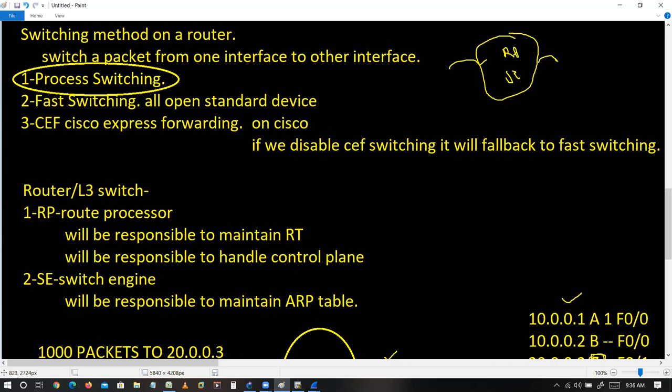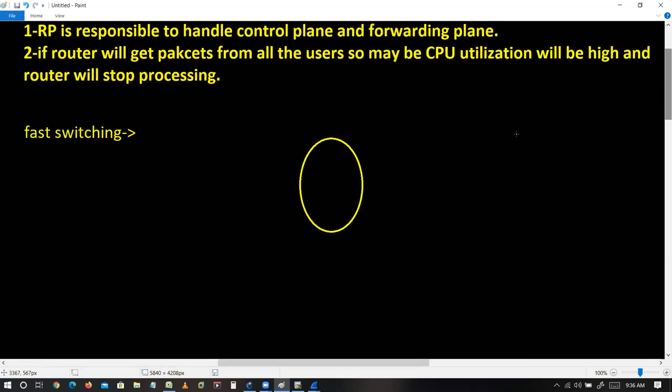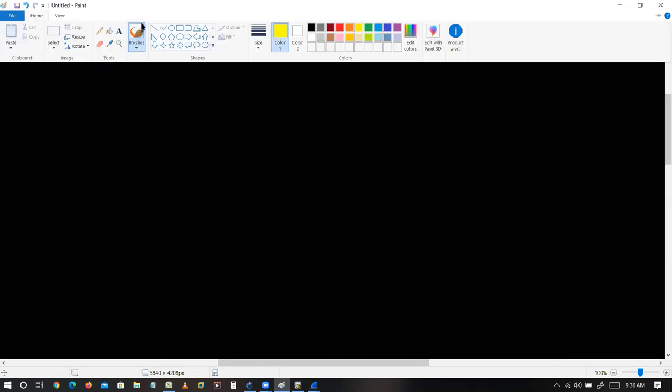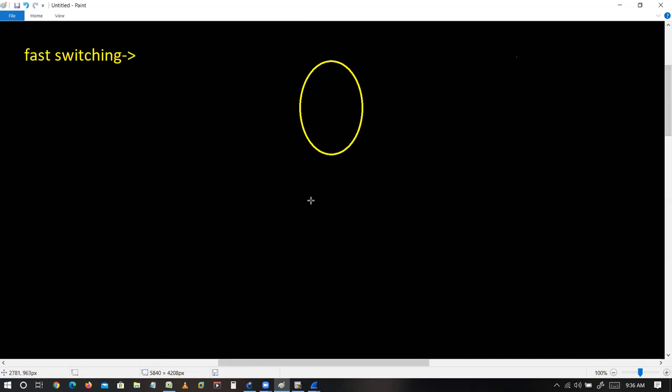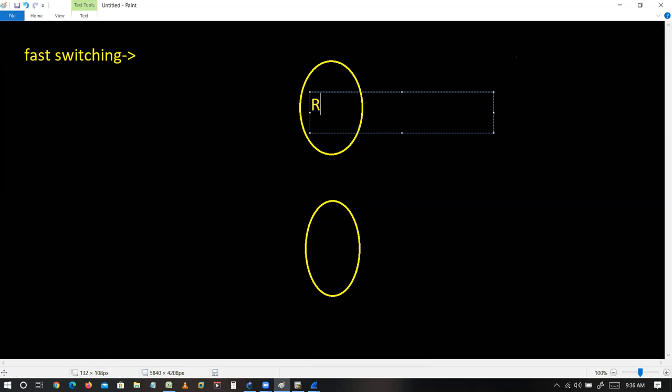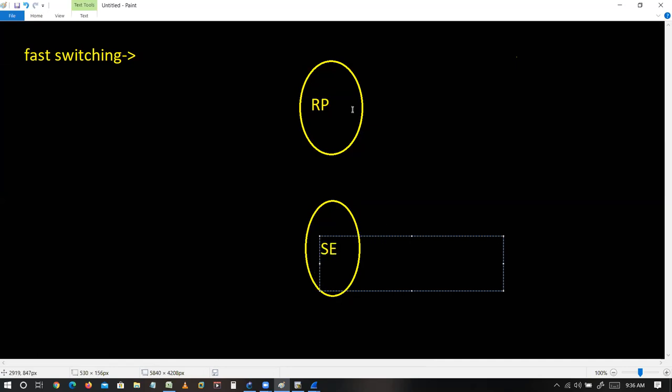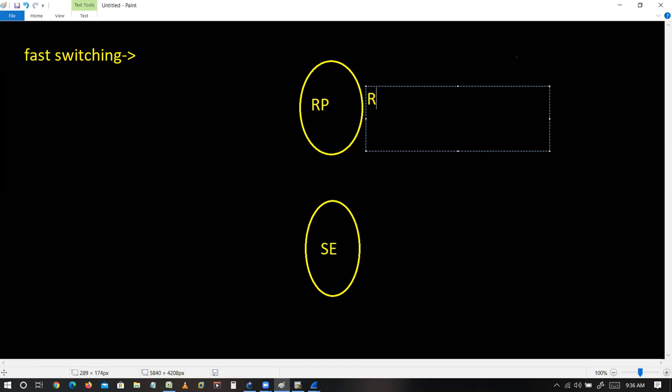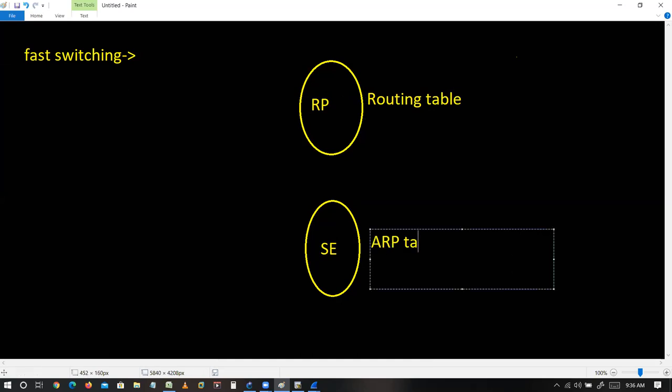Let me explain one more thing. Let's say we have two routers. This router is named route processor, and this router is named switch engine. I have configured them so this router is responsible only for maintaining the routing table, and this router will maintain the ARP table. Whenever I need communication, I need to look at the routing table, and I need to look at the ARP table also.